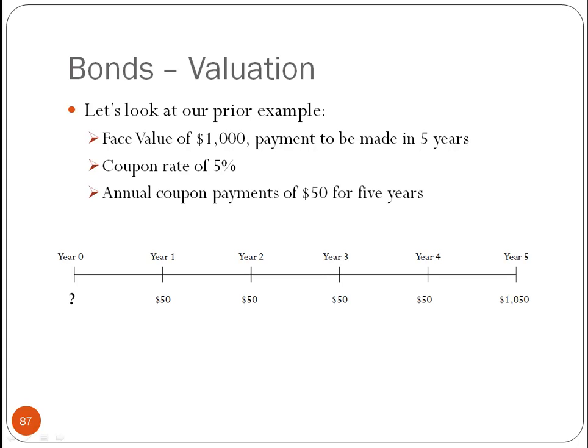All right, so this is exactly what we were doing in the time value of money calculations. We've got payments in year 1 of $50, year 2, 3, 4, 5. We get the $50 plus the $1,000, and we want to know how much is this worth today in year 0. What would the buyers be willing to pay?